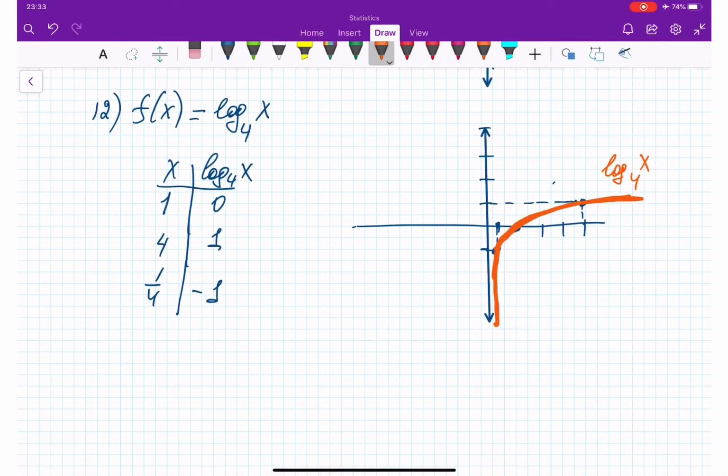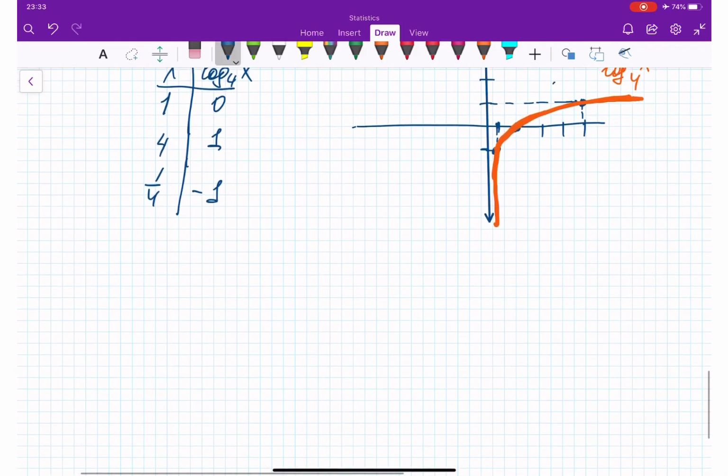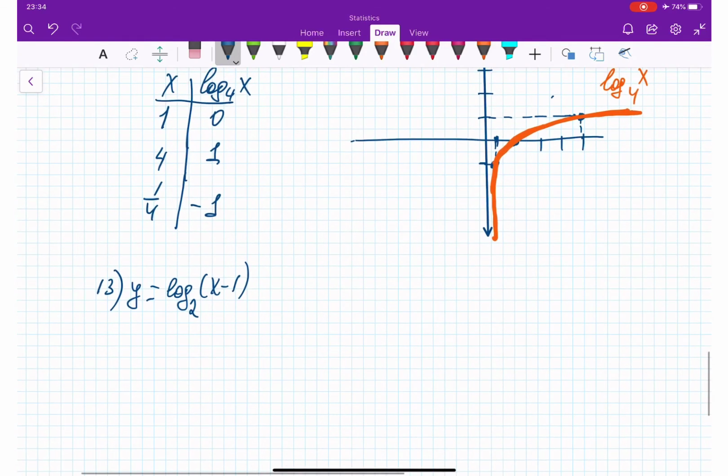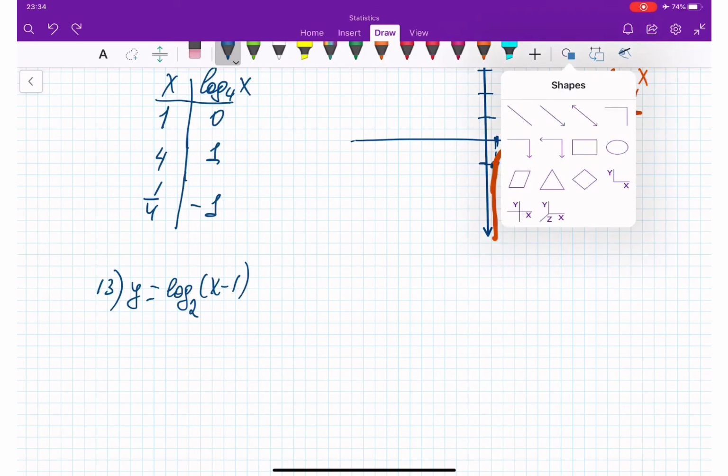Question number 13. We have y is equal to log of x minus 1 by base 2. Okay, here we have a change of x. Remember what I said, change of x is always going to go in the opposite direction. So let me draw this graph.